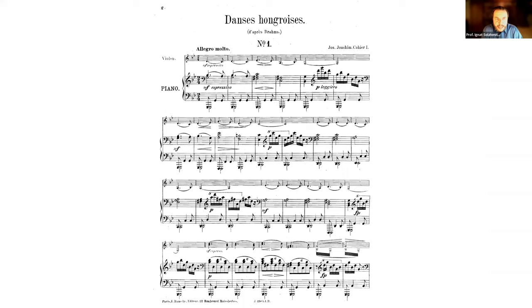Here is an example, even in the Hungarian dance style. This is, by the way, Joachim's transcription, of course, of Brahms, but there's not much vibrato here. And it's pretty amazing playing in so many ways in terms of, well, just listen.